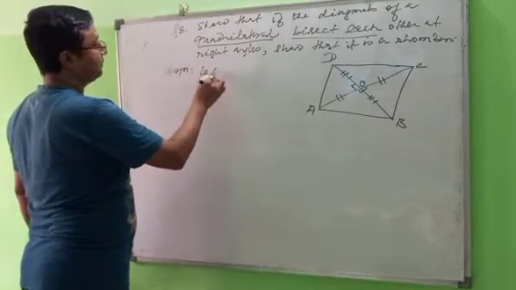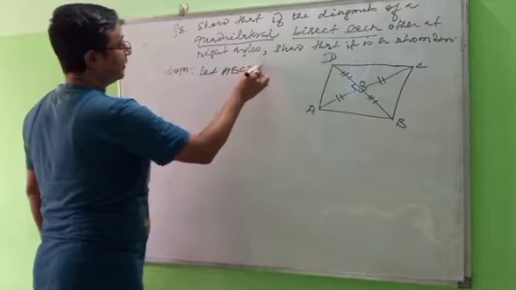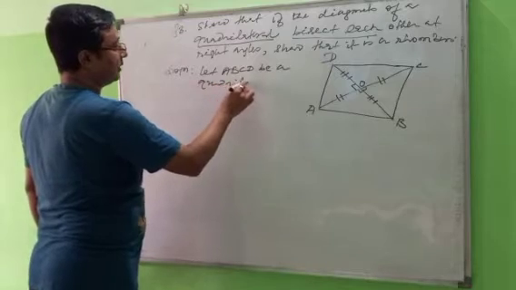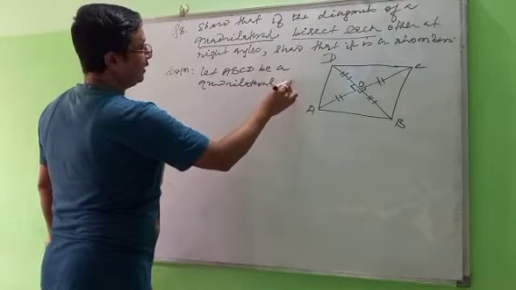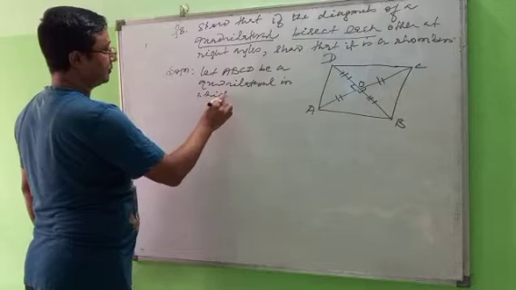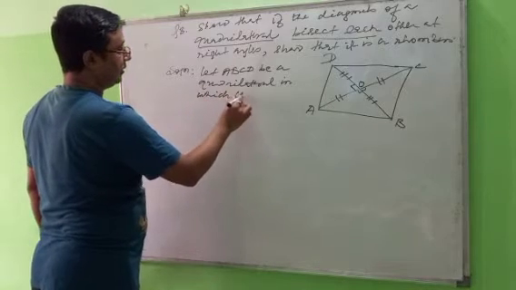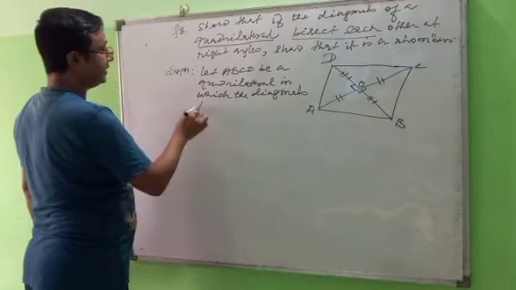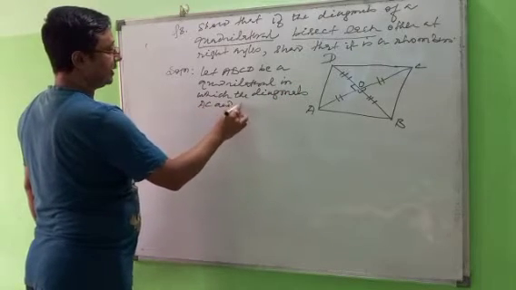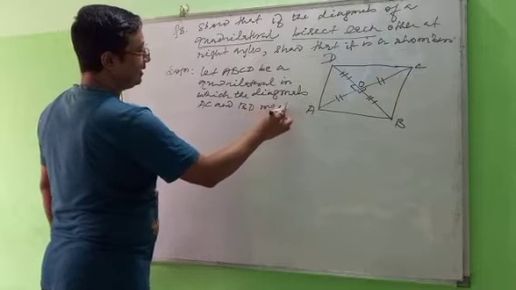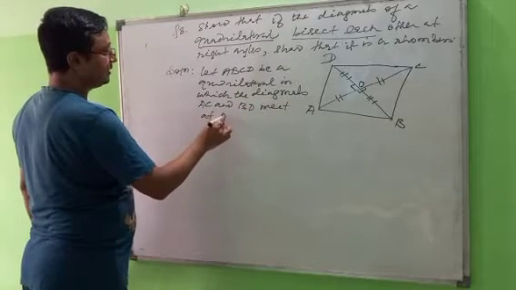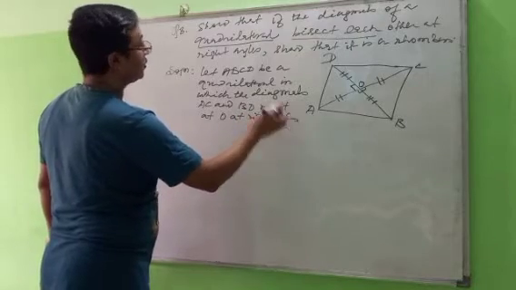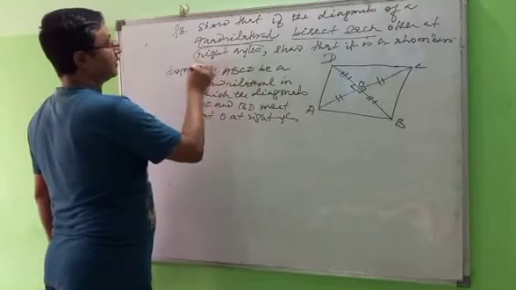So let ABCD be a quadrilateral in which the diagonals AC and BD meet at O at right angles. So it is given right angles.